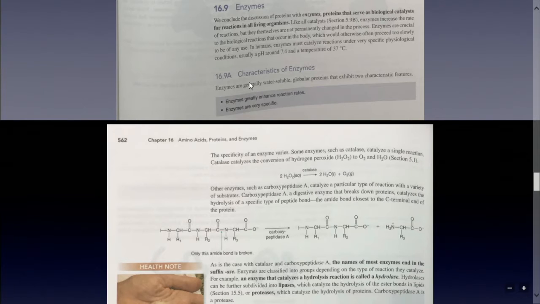And so what are the characteristics of enzymes? Well, basically, they're going to obviously be water-soluble globular proteins because they're moving around in our blood. So they need to be water-soluble. So they're going to have a lot of hydrophilic side chains on the outside and hydrophobic side chains towards the middle of the globular protein. And they're also going to be very specific in what they do. Some of their characteristics are that they greatly enhance reaction rates. So they speed up chemical reactions, and they're very specific.